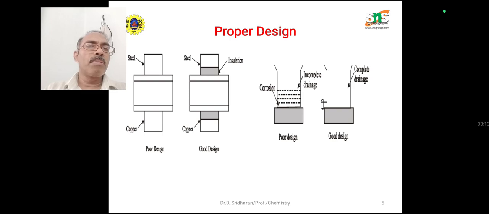And here is another design. In the poor design, we keep the aqueous medium in the container, so there is no provision for a drainage system. We don't apply any other design aspects, and use only the container. Whereas in a good design, we provide proper drainage. It helps to prevent corrosion.